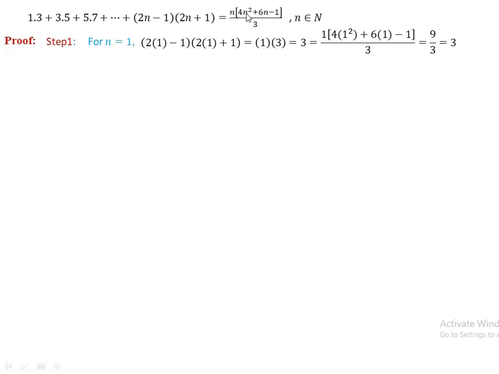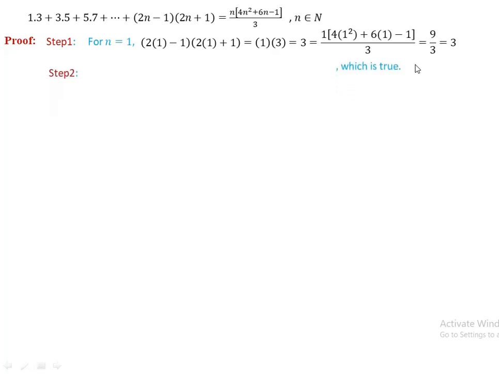Again, from the right hand side, n times (4n squared plus 6n minus 1) over 3. If n is 1, then we have 1 times (4 times 1 squared plus 6 times 1 minus 1), the whole over 3. Here 1 squared is 1, 6 times 1 is 6, and 4 times 1 is 4, therefore 4 plus 6 is 10. 10 minus 1 is 9, the whole over 3, therefore 9 over 3, which is 3. Therefore 3 is equal to 3, which is true.